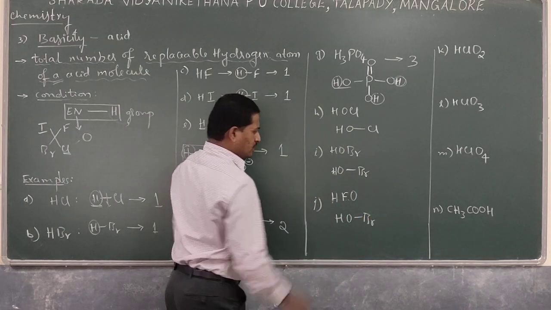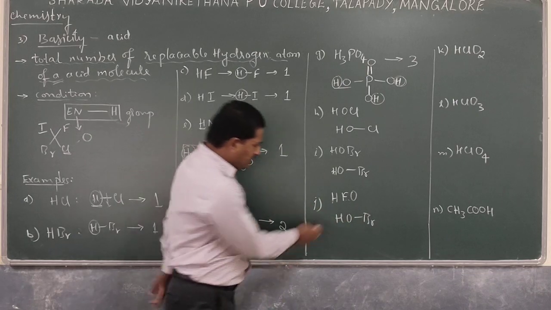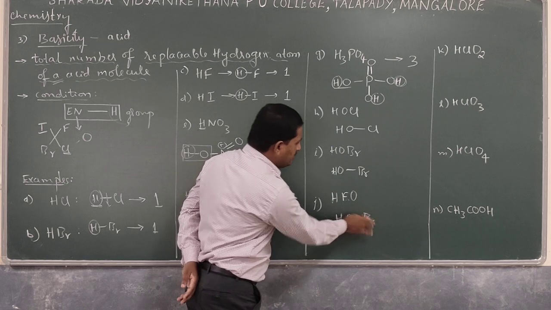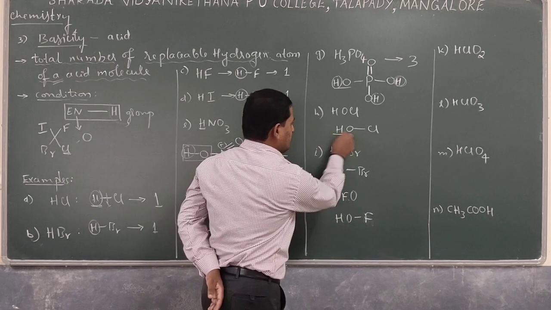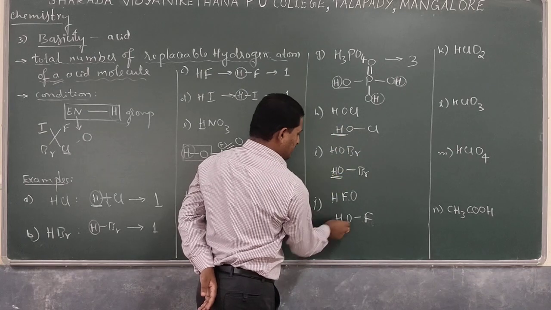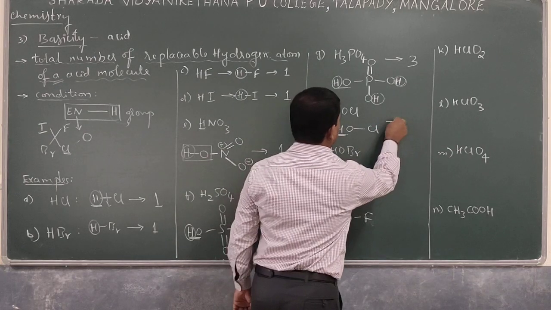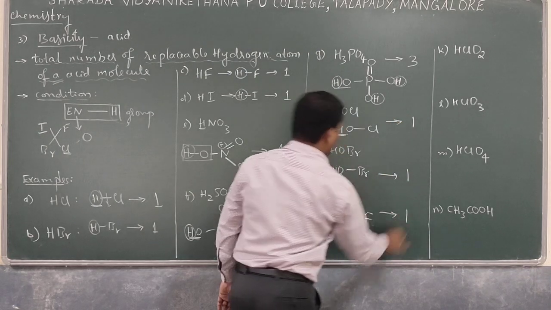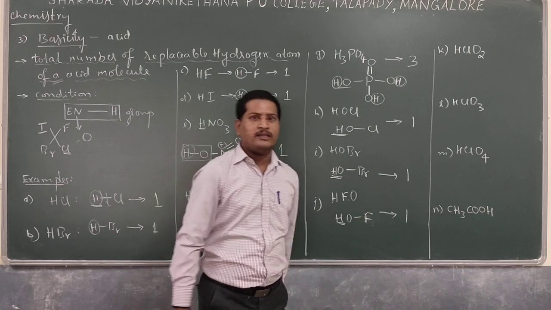Now carefully observe that here bromine and oxygen are both electronegative elements, but our hydrogen is bonded to oxygen rather than the bromine, or we can say fluorine, or we can say chlorine. So as a result, the number of replaceable hydrogens, clearly from the structure, is 1, 1, 1. So the basicity here is 1, here also it is 1, and here it is also 1. For HOCl, HOBr, HOF, basicity is found to be 1.